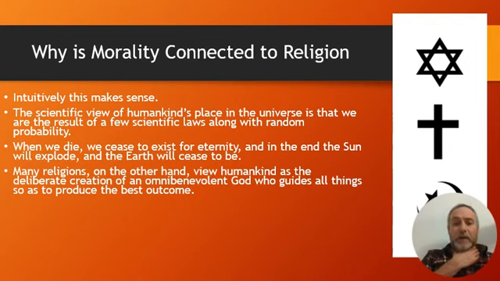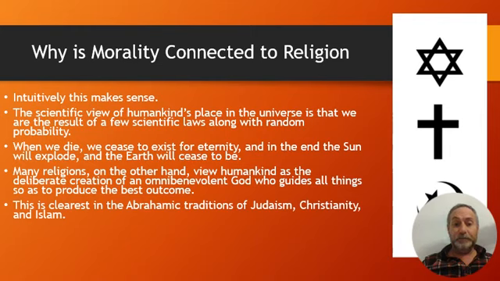Look at the religious view, however, and humankind is central to many religions. They think that we are the deliberate and greatest creation of an omnibenevolent, all-good God who is in control of the universe, guiding everything so as to produce the best outcome. And this is particularly clear in what we call the Abrahamic traditions, Judaism, Christianity, and Islam. They're monotheistic. They have one God who's in charge of everything, and humans are his primary concern.